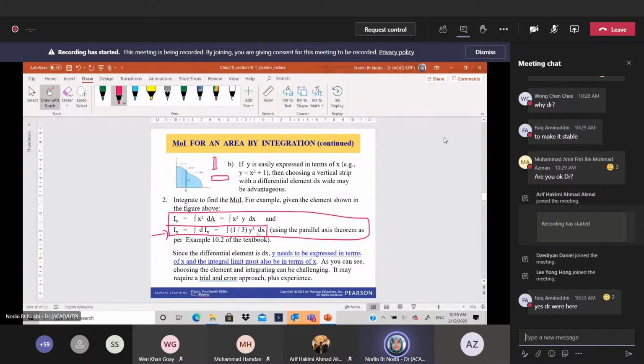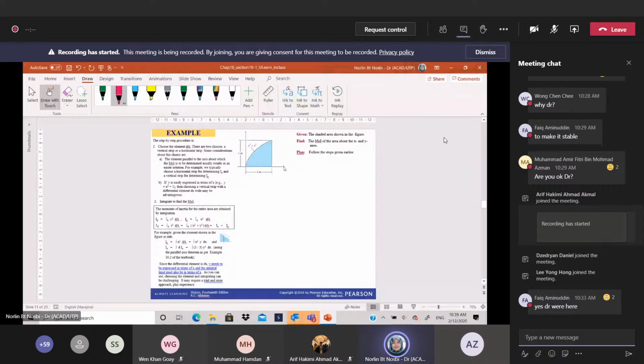So for this example, the shape is y to the power of 3 equals x squared. You need to find the moment of inertia of the area about the x and y axes, so you need to find Ix and Iy. So how do you want to find it? You need to make sure you follow this step.